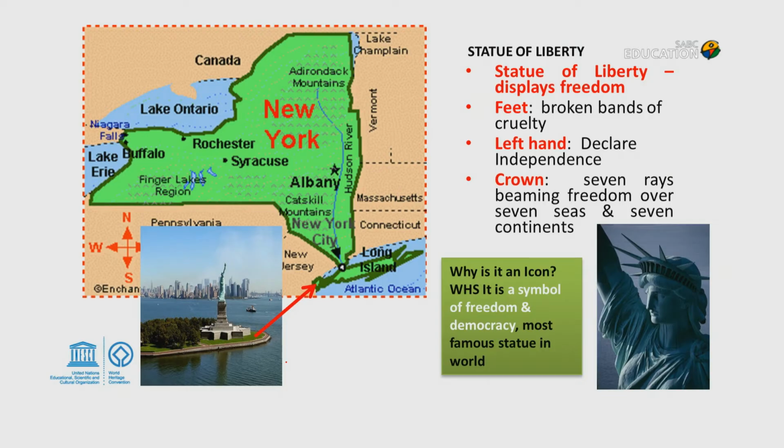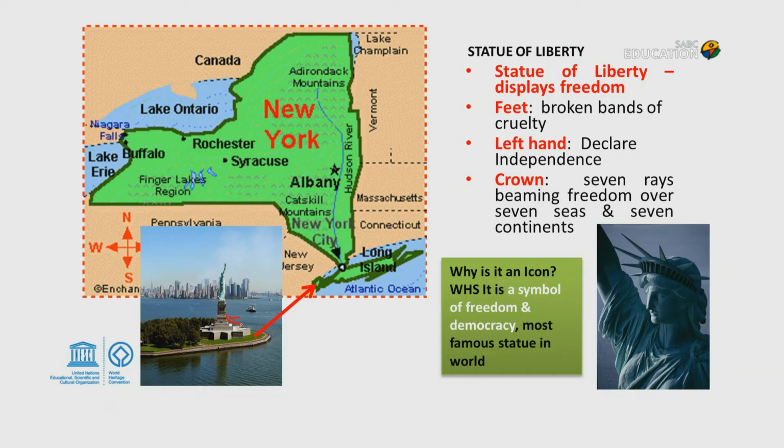And then this icon, it says it has got feet, the broken bands of cruelty. It has got history behind it. The left hand declares independence. When you see the entire statue, like this one, this is the entire full statue.